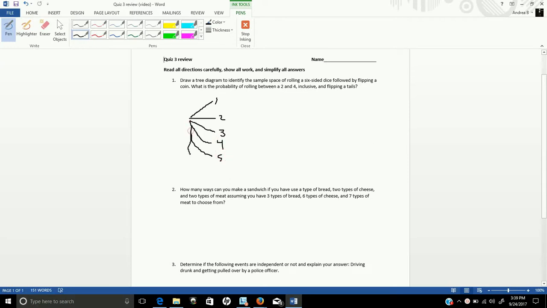Something on this order. And then we're rolling the coin next for this case. So then that would mean we would have heads and then tails following that for each of these. So those are your possibilities there.